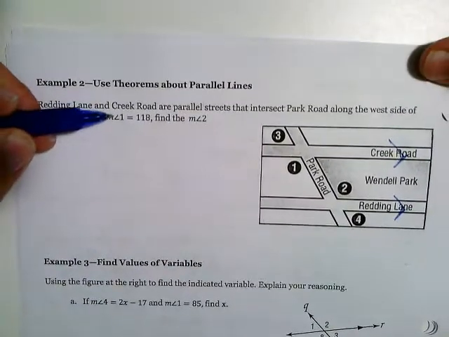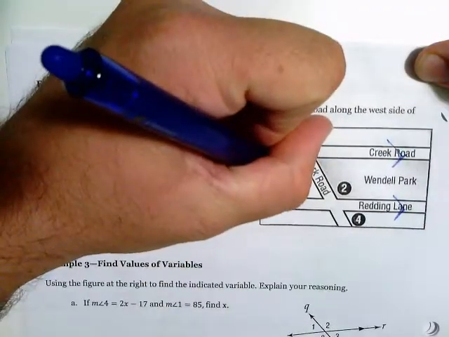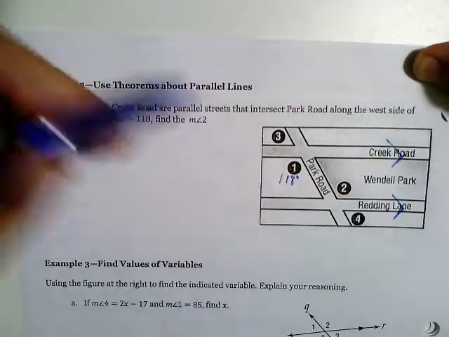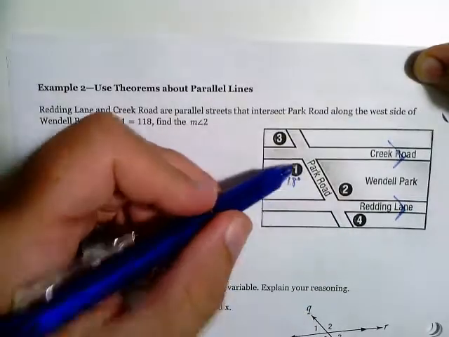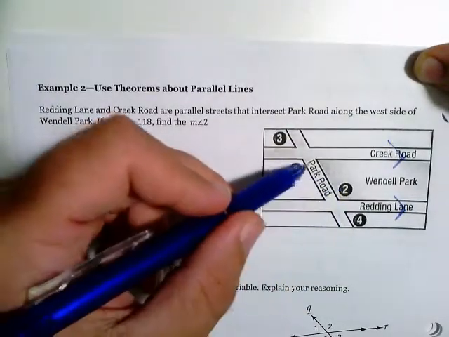If we know the measure of angle 1 is 118, and we'll assume that's in degrees, what about angle 2? Well, if this is my transversal, that would be on the alternate side, and if they're both on the interior.